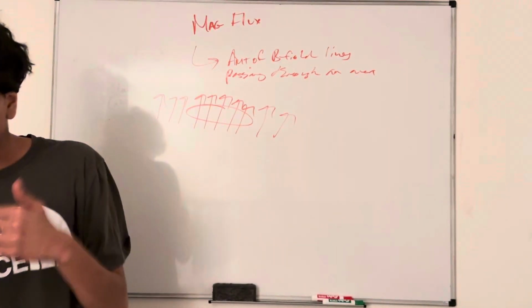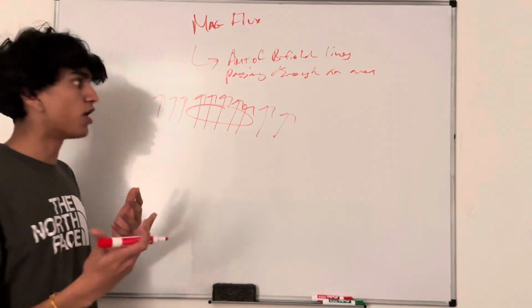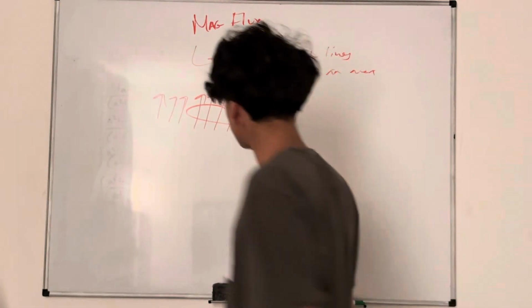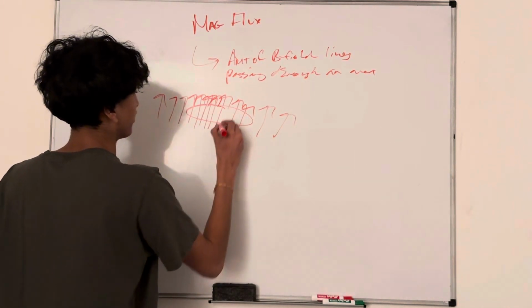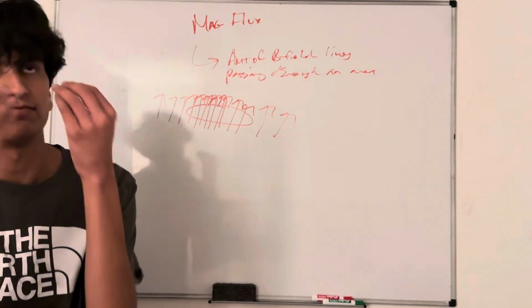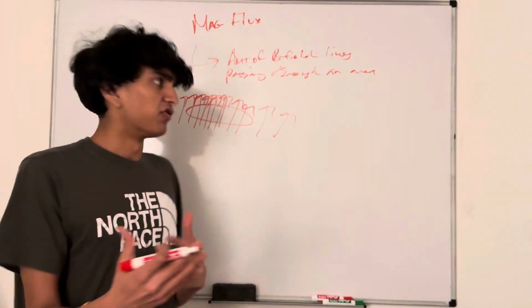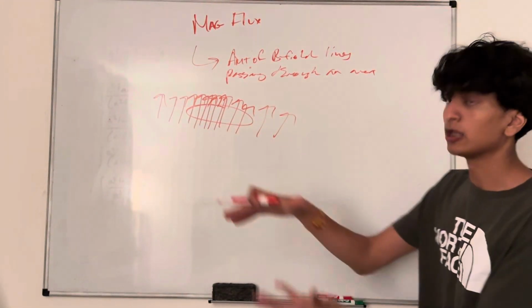So the question becomes, how can I make my magnetic flux through this loop bigger? What do you think I would have to do? One option could be strengthening the magnetic field. That's really just more field lines when I make the magnetic field bigger. How else can I change the amount of field lines going through that loop? Well, I could just make the loop larger.